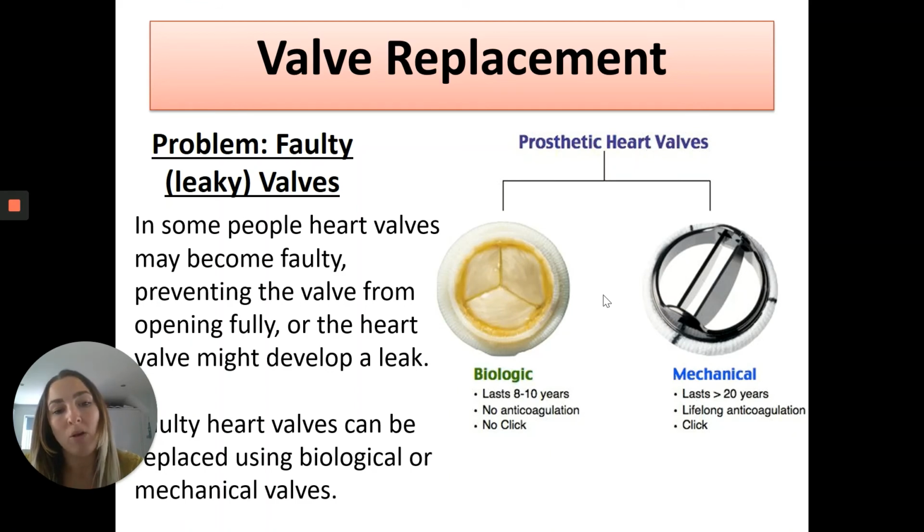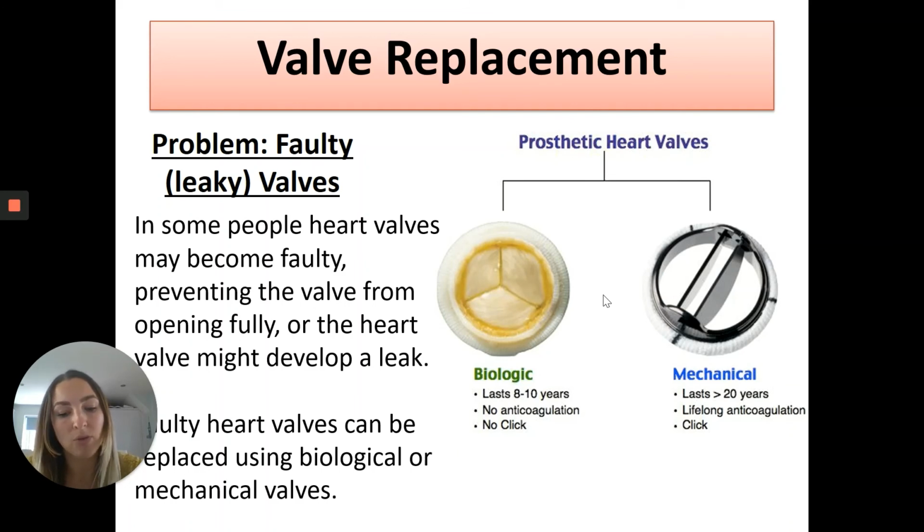Your biological valve replacements are normally taken from animals like pigs and cattle. There is no anticoagulation medication needed for these ones, and they do work really well. However, they only last for around 8 to 10 years, so they are going to need replacing a lot more often. There isn't a sound, so no click when it opens and closes.